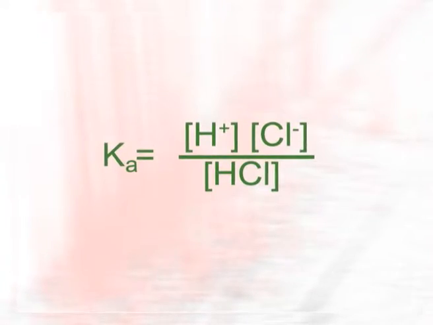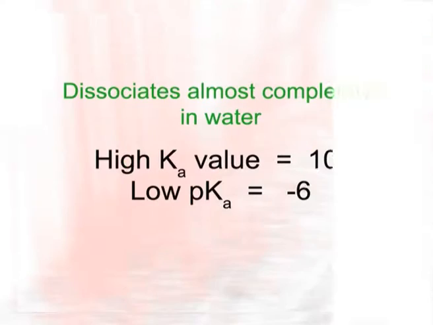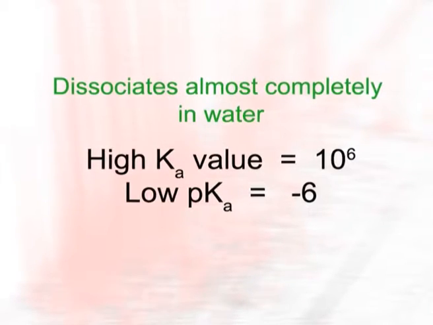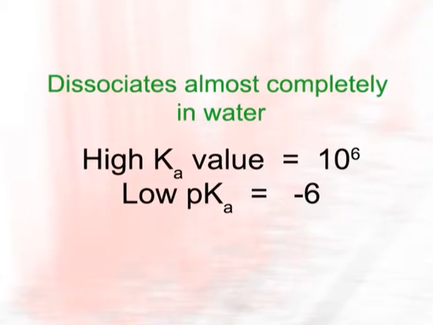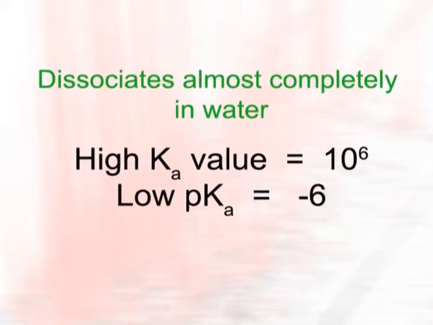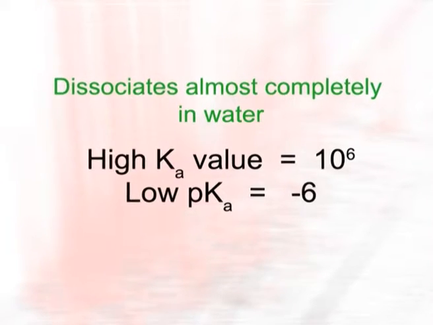In this case of HCl, quantitatively the acid dissociation constant of HCl is expressed as Ka equal to H plus times Cl minus divided by HCl, which at 25 degrees Celsius is 10 to the power of 6, and the pKa, which is the negative log of Ka, is minus 6. Thus, for a strong acid, the Ka is high and the pKa is low.